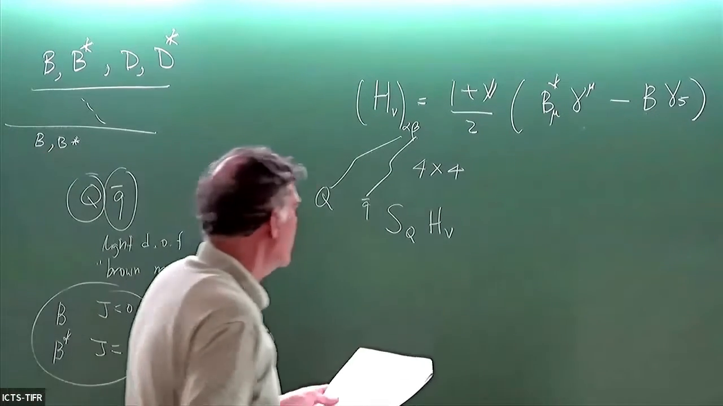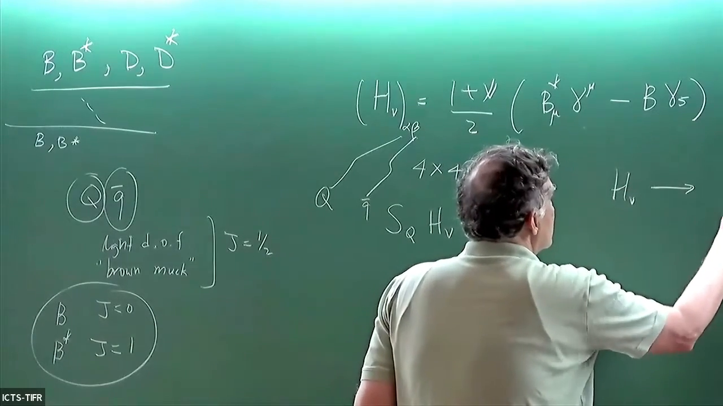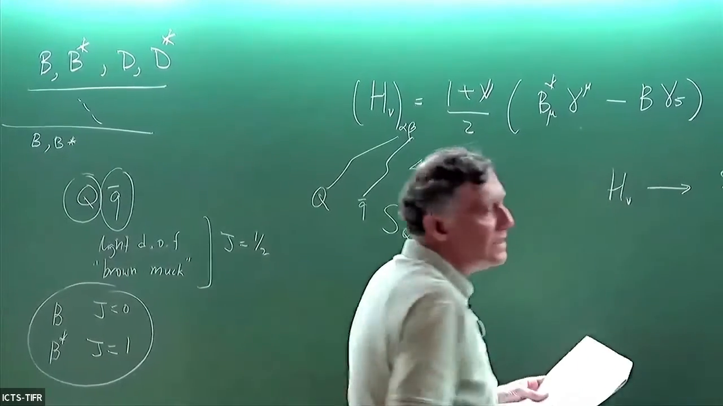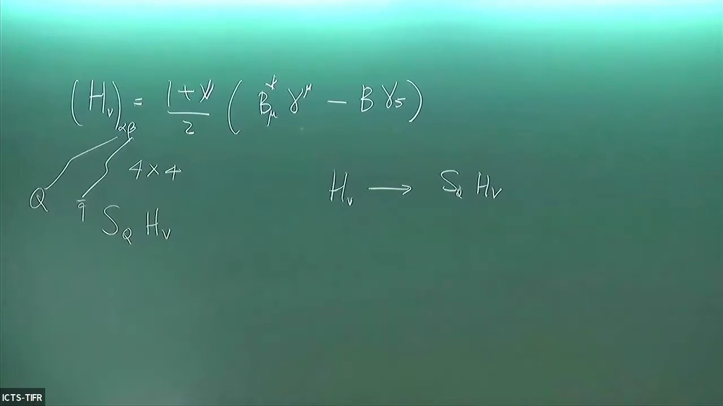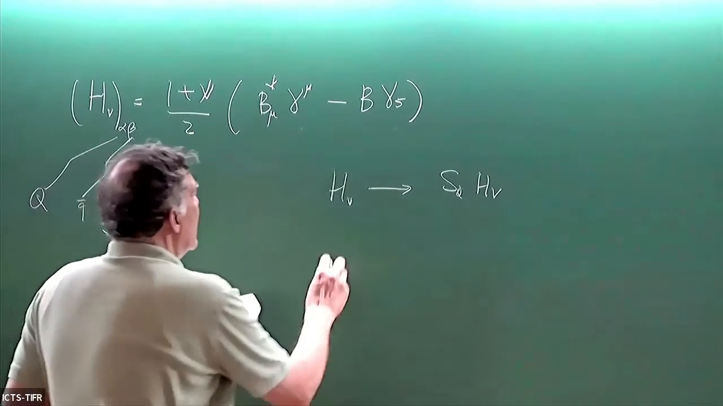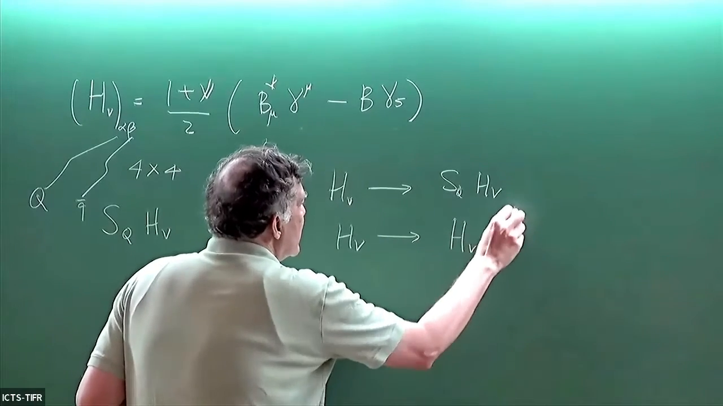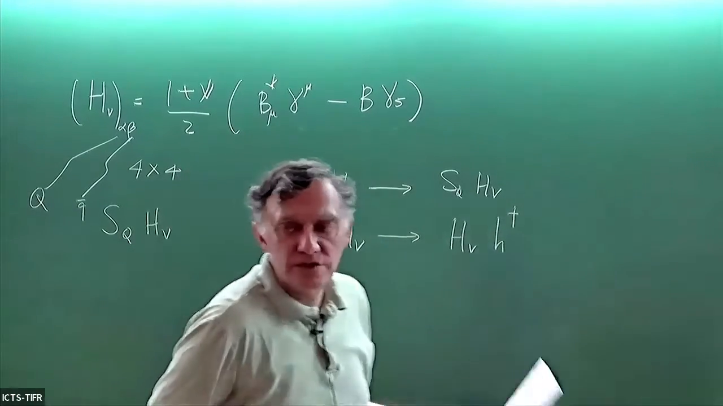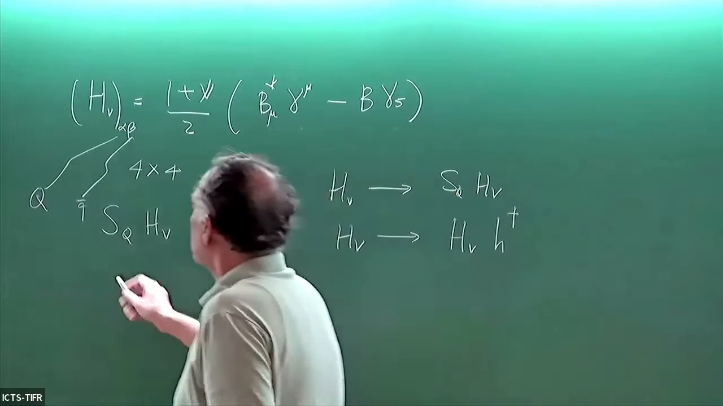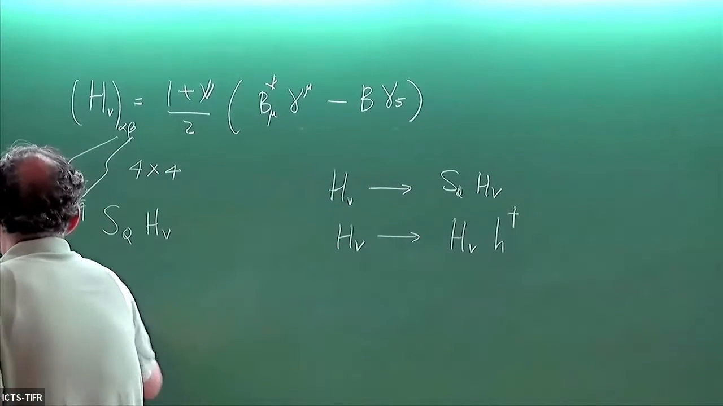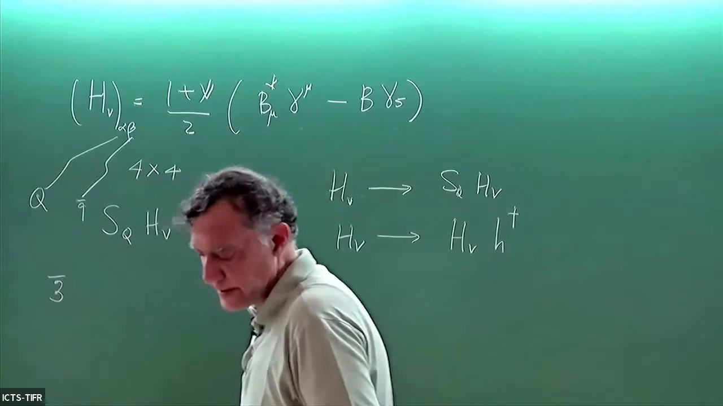So under heavy quark symmetry, H_V goes to S_Q H_V. And under chiral SU(3) cross SU(3), H_V goes to H_V U†. This is our famous H from the chiral Lagrangian. And that's because this object transforms like a 3 bar under flavor. It has the flavor quantum numbers of an antiquark.